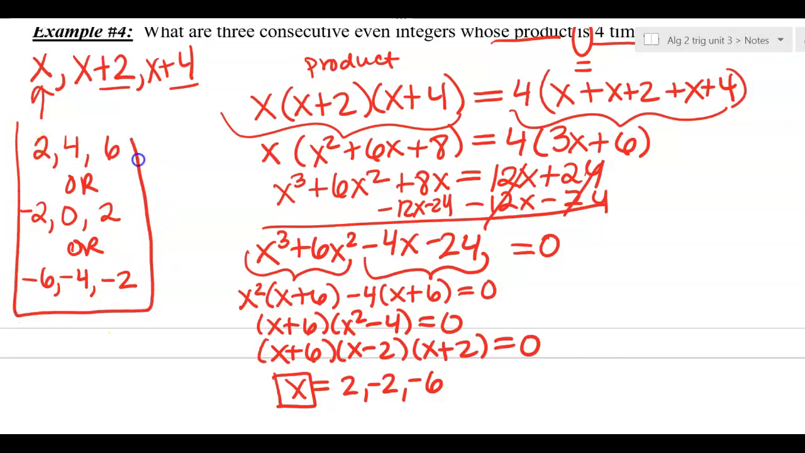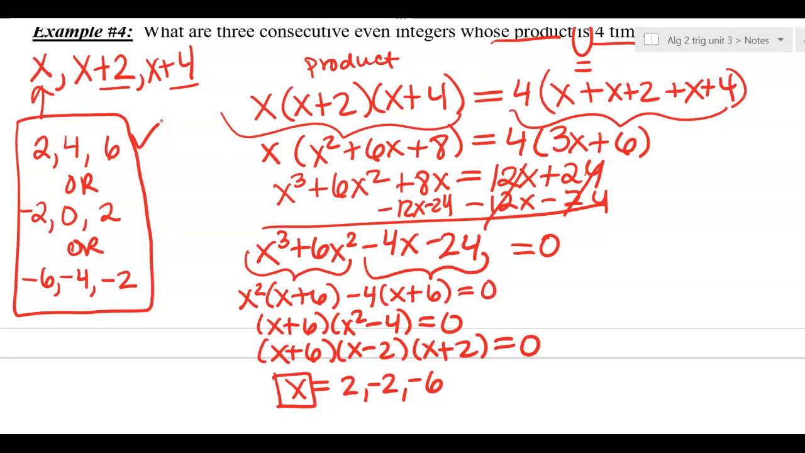All 3 of these supposedly solve this problem, and if you felt like they were lying, then you would just go back and check if it works. Does their product equal 4 times their sum? So, product of these, 6 times 4 is 24, times 2 is 48. 6 plus 4 is 10, plus 2 is 12. 12 times 4 is 48. Okay?